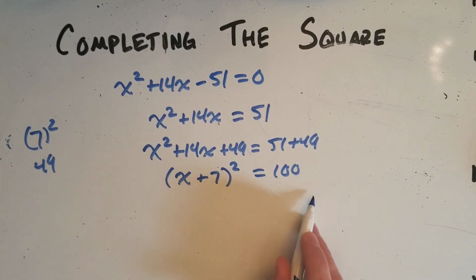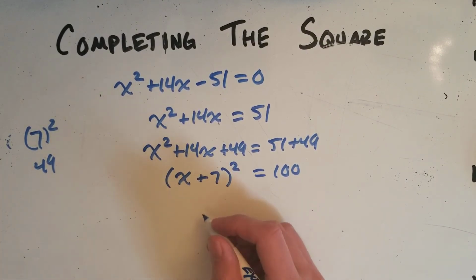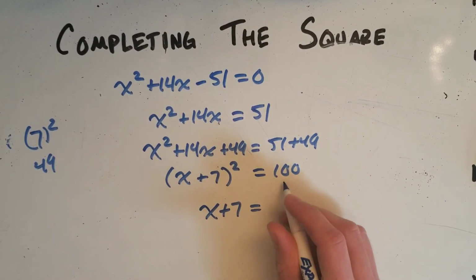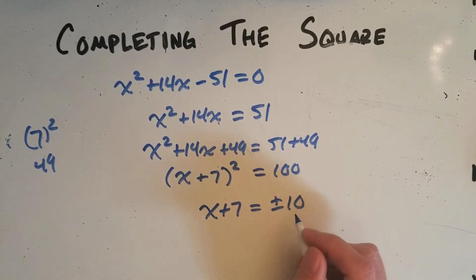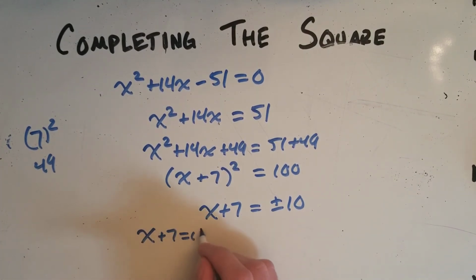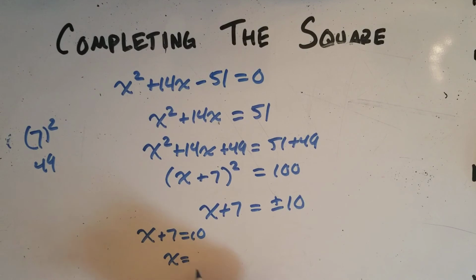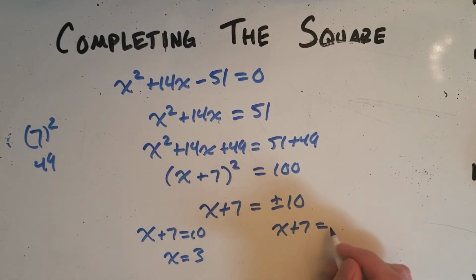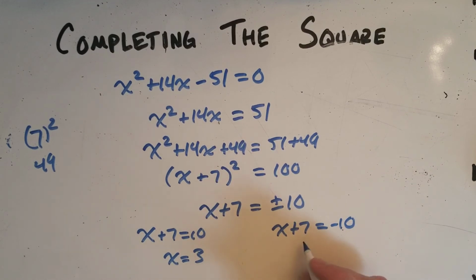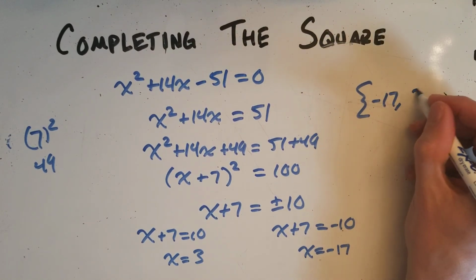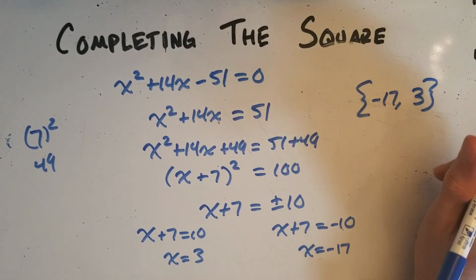So this is what we have now. We have perfect squares on both sides. We can take the square roots. So we'll end up with x plus 7 equals plus or minus 10, which gives us two scenarios. X plus 7 equals 10, in which case x equals 3. Or x plus 7 equals negative 10, in which case x equals negative 17. So our solutions are negative 17 and 3.